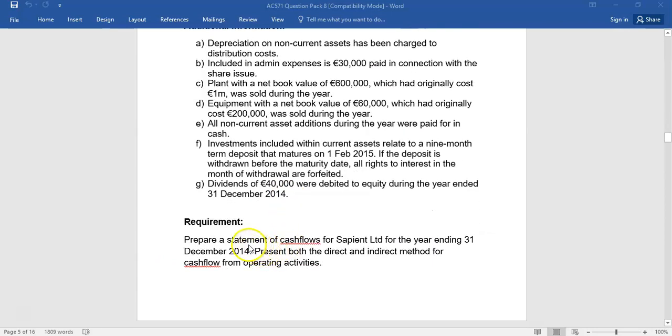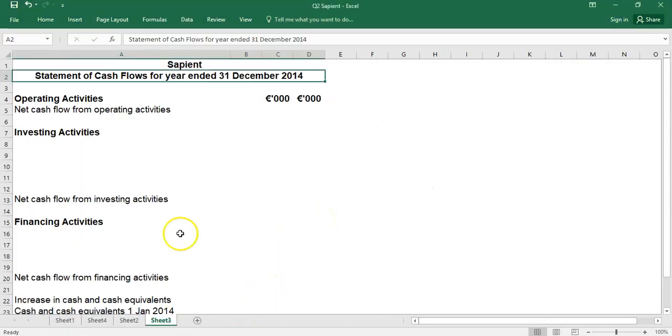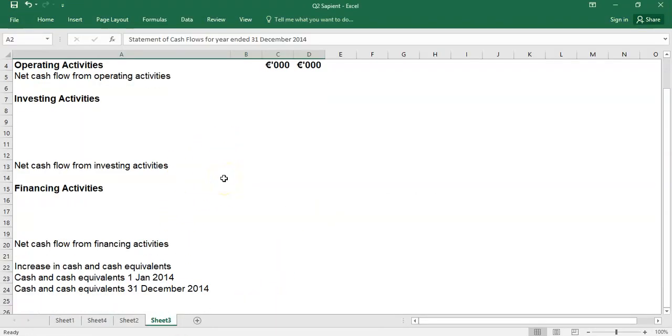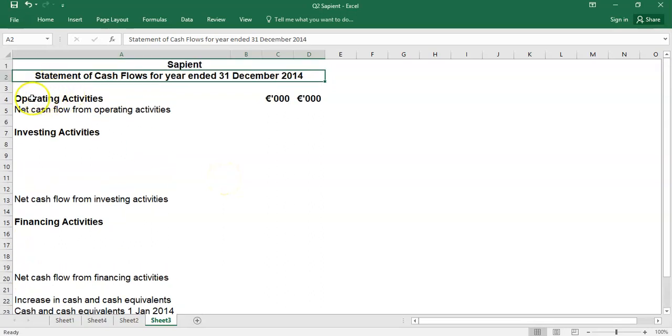So you can see down here, you're asked to prepare a statement of cash flows for the year end 31st December 2014, and you're told here do both methods, direct and indirect. So we'll do that as we go along. The first thing you'll do, my advice always, is the first page of your answer for a statement of cash flows is set out a template for the answer. So the template looks like this.